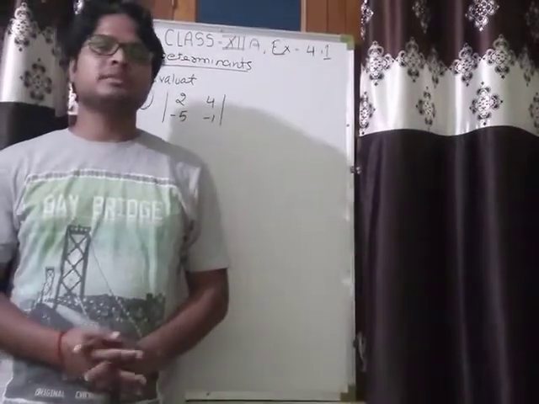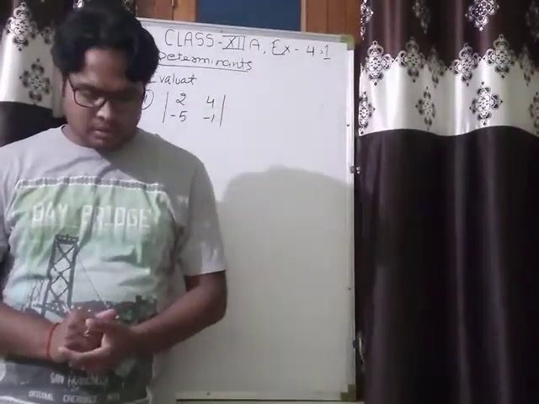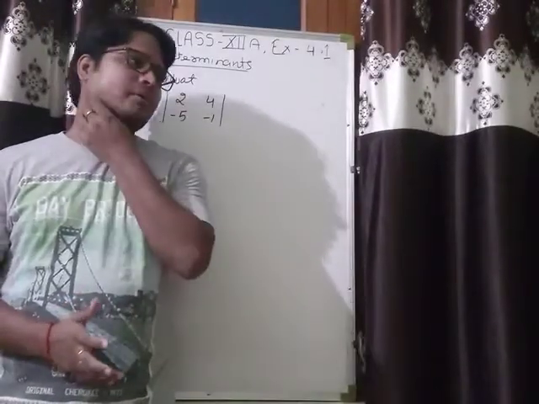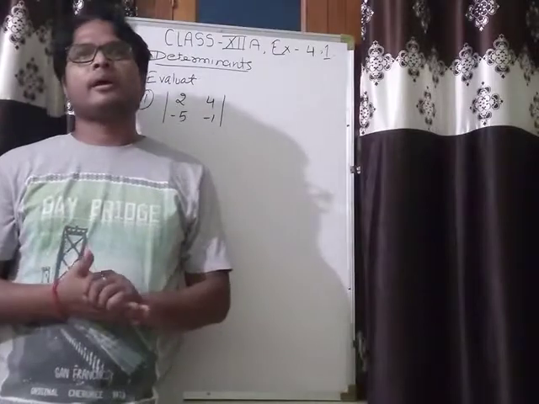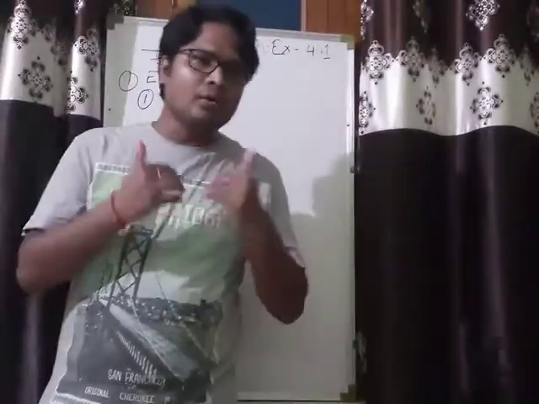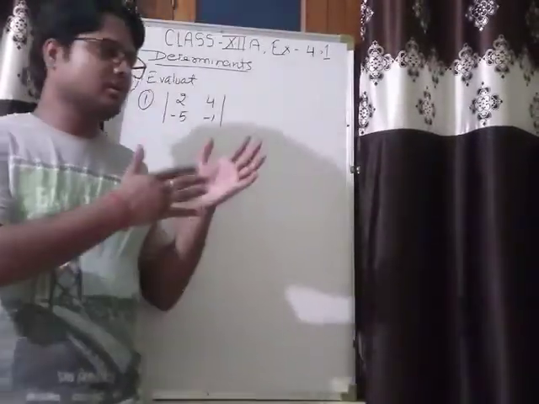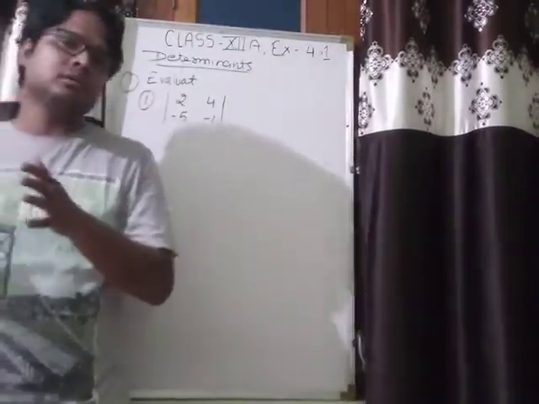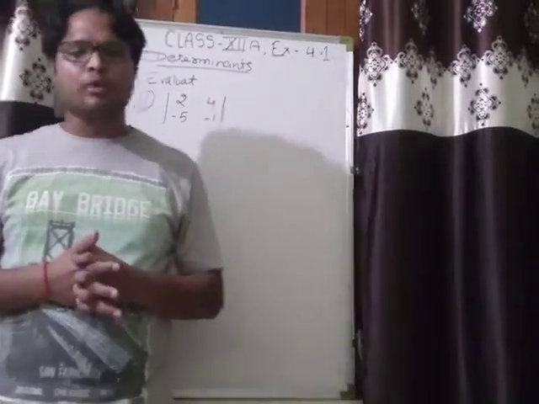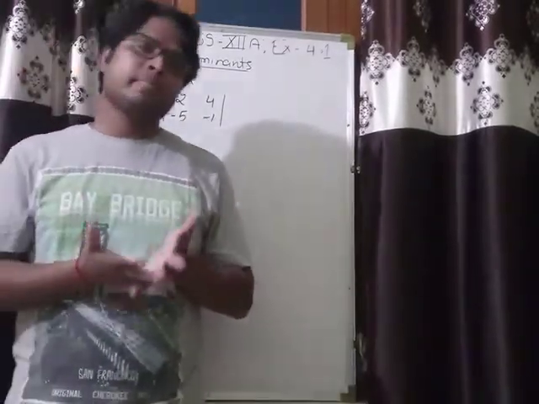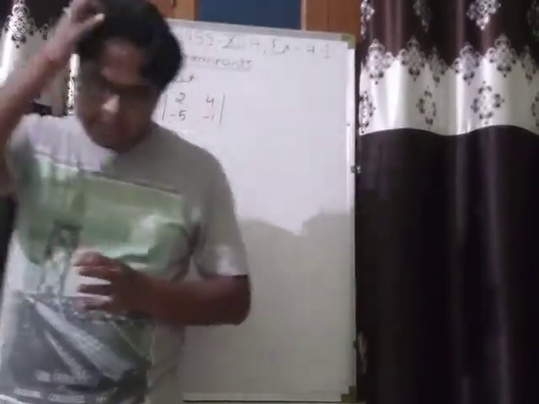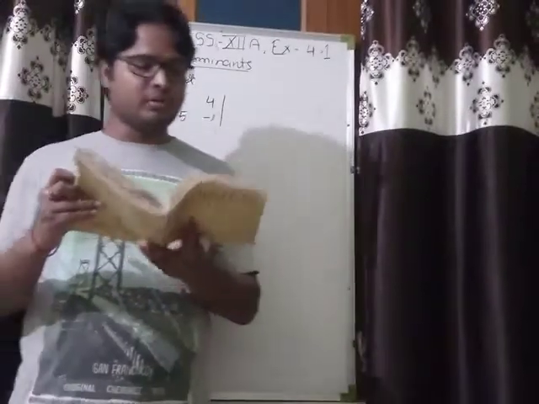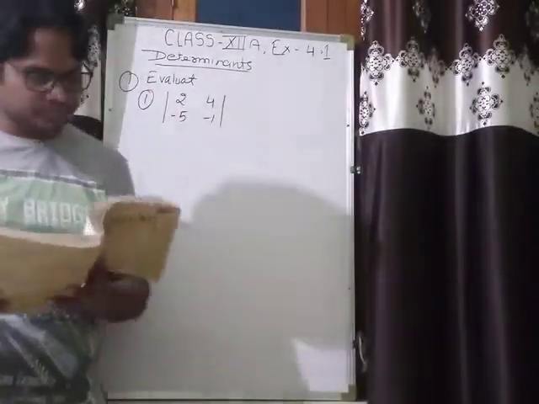Good morning, dear students. Last time we had started determinants of any square matrix, and we had seen how we can find out the determinant of a square matrix of order 1, of order 2 and order 3. Today we will solve a few problems based on determinants related to exercise 4.1. So everyone open your book to exercise 4.1 and read question number first.